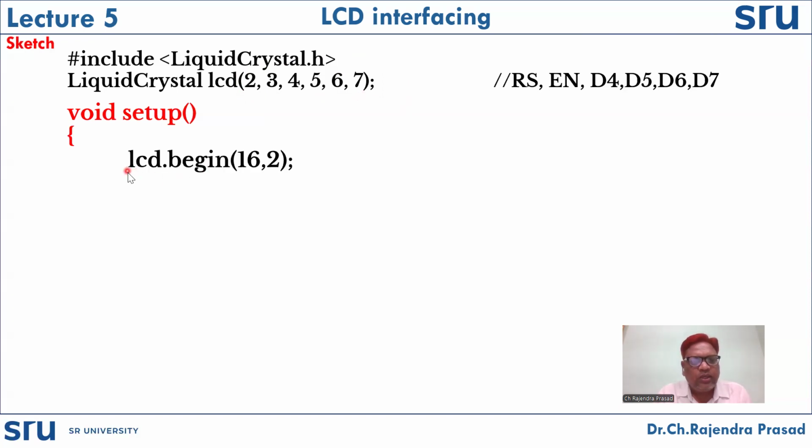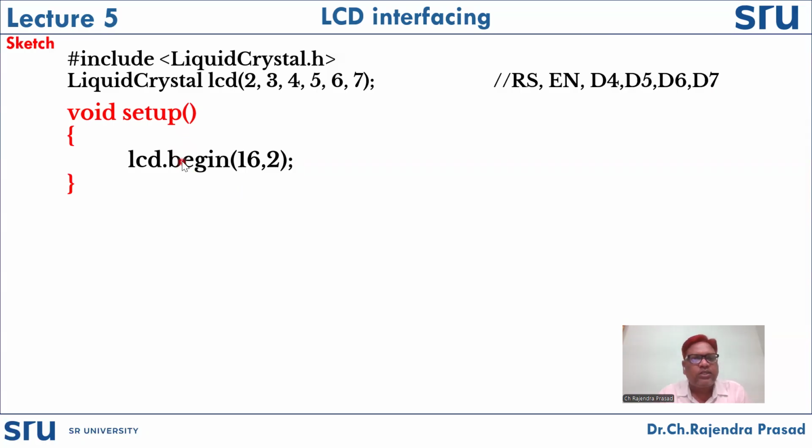So here I am using lcd.begin, which will inform the Arduino that it is a 16 cross 2 LCD. Within the parenthesis, as a parameter, we need to send the size of the LCD. The size of the LCD is 16 cross 2, but in this command you need to represent it as 16 comma 2 only. So once it is completed, our setup is completed now.